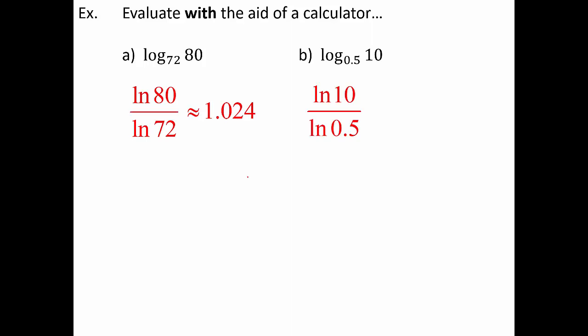On the second one, I'm going to use ln of 10 over ln of 0.5. Type that in your calculator, comes out to negative 3.321. You may recognize that number as similar to the one that we had in the example earlier. I just like to point this out.